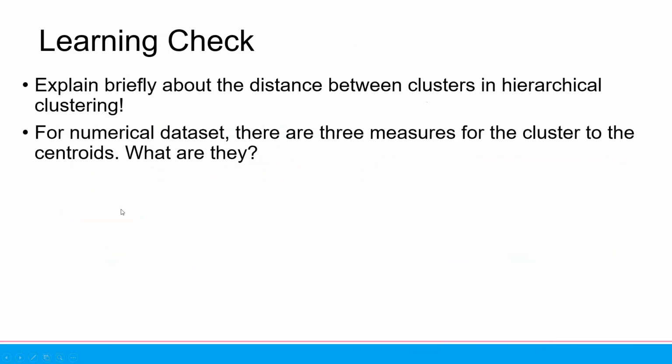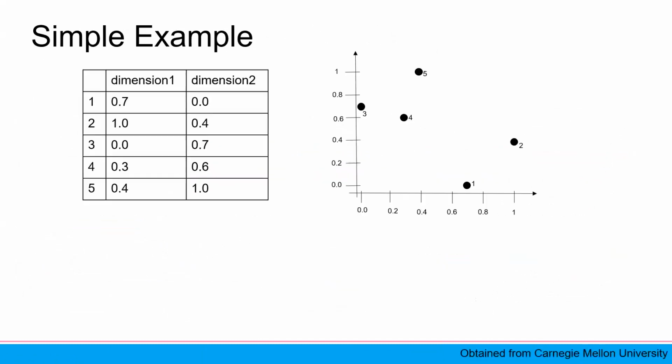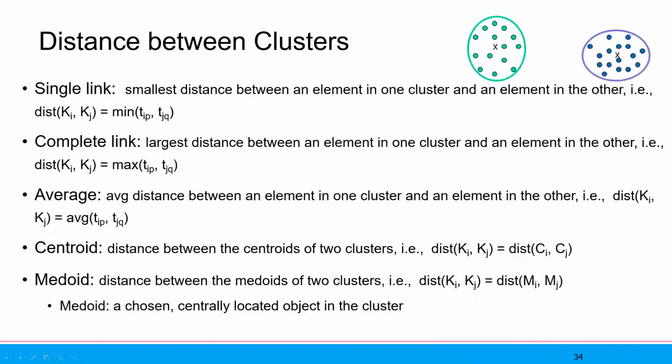Okay, explain briefly about the distance between clusters in hierarchical clustering. We have the single link, complete link, average. Okay, this is the most common distance between clusters in hierarchical clustering. And we can also use centroid, we can use K-Medoids.